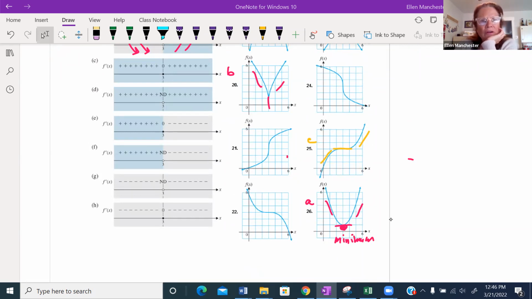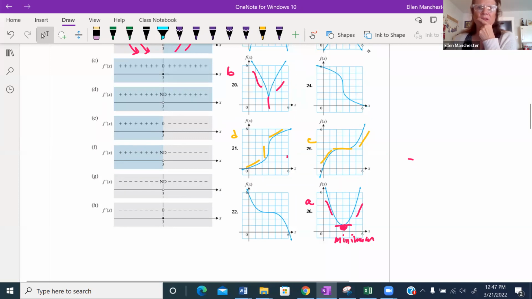Okay, so what about D? So D is uphill, and then a vertical line, and then uphill again. So Jake, ND means undefined or not defined. Okay, so 21, let's check it out. So we have uphill, which is good, and then we hit our vertical, which is the undefined, and then uphill again. So 21 is D. Good, Timothy and Nick, or Jake. Okay, so we got the uphill ones.